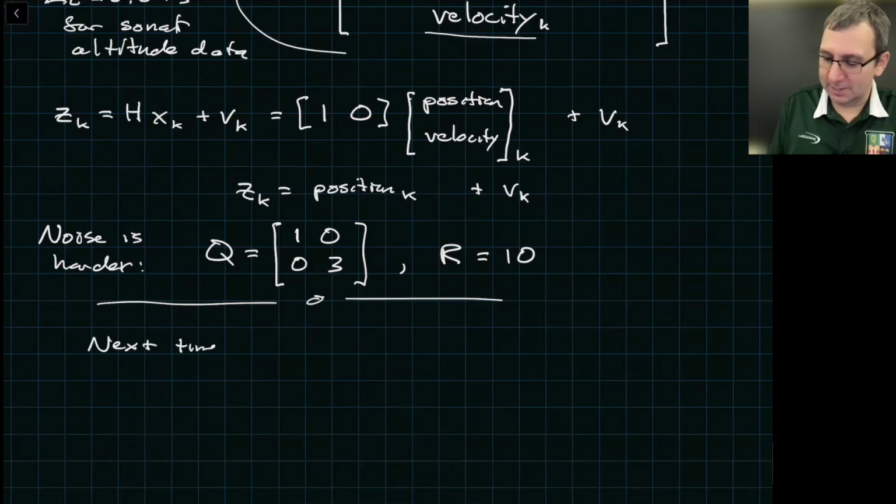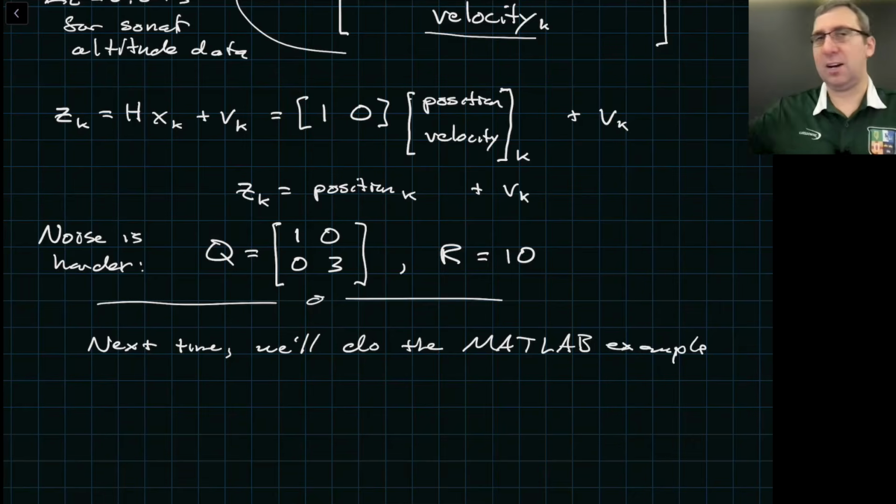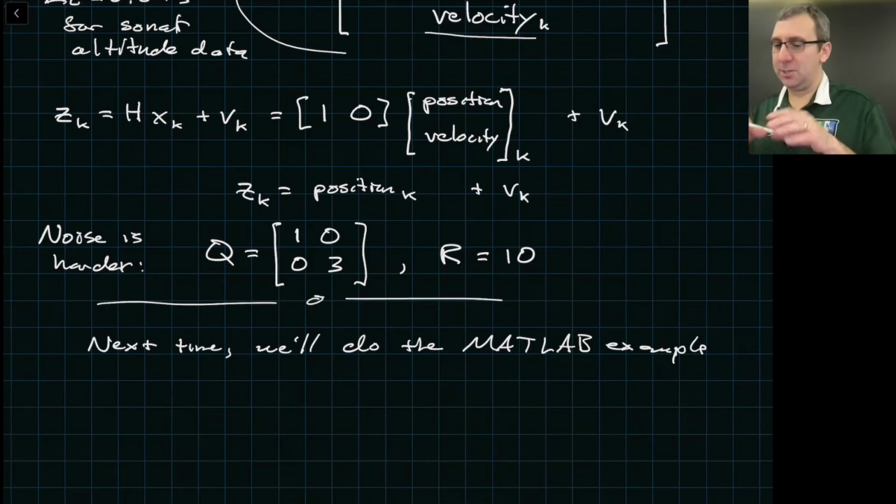So next time, we'll do the MATLAB example using the sonar data, and we'll try to get velocity from the position. The nice thing about it is this would be the preferred way if you're actually going to use this for some kind of control. You don't want to be taking derivatives of very jagged, noisy things. You want to use something like this. So that's how the Kalman filter gets used.